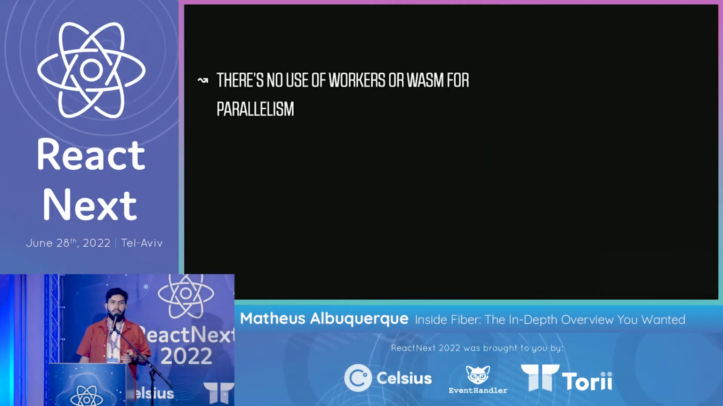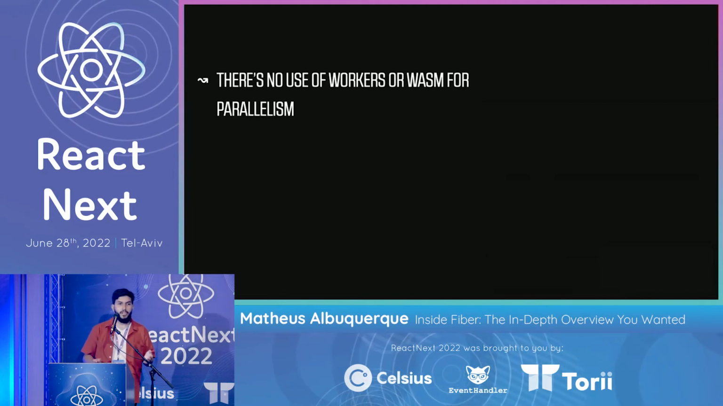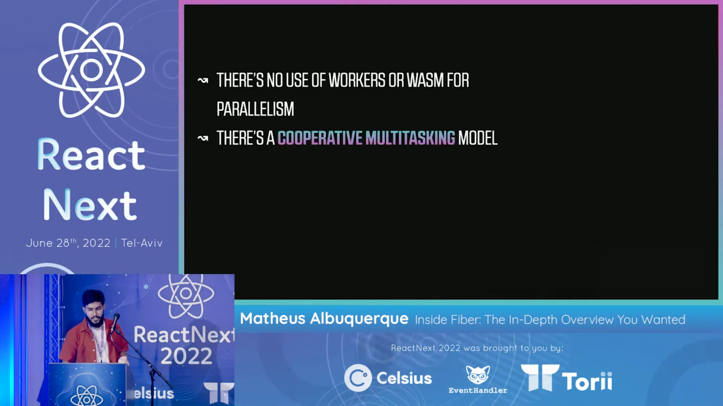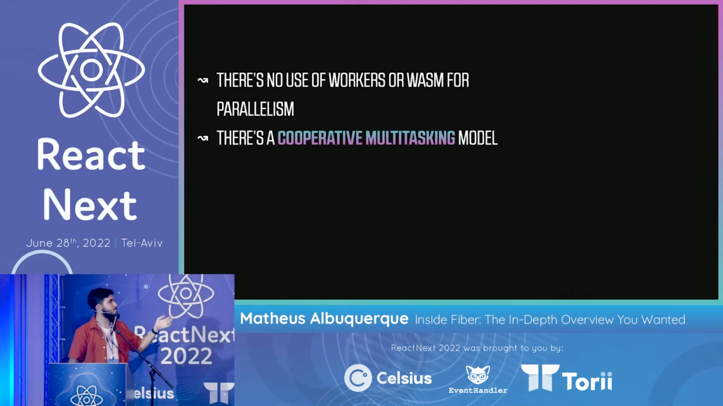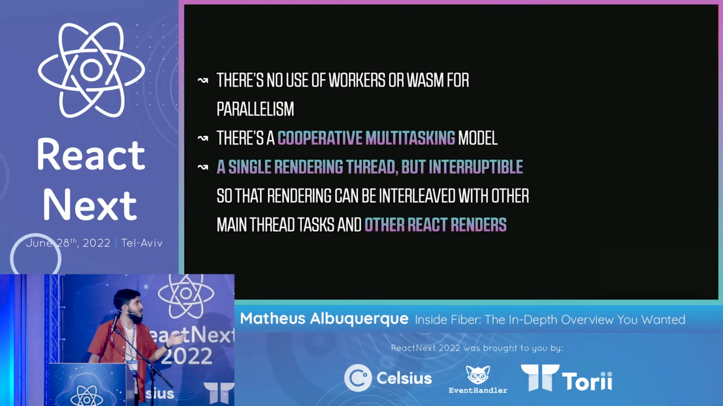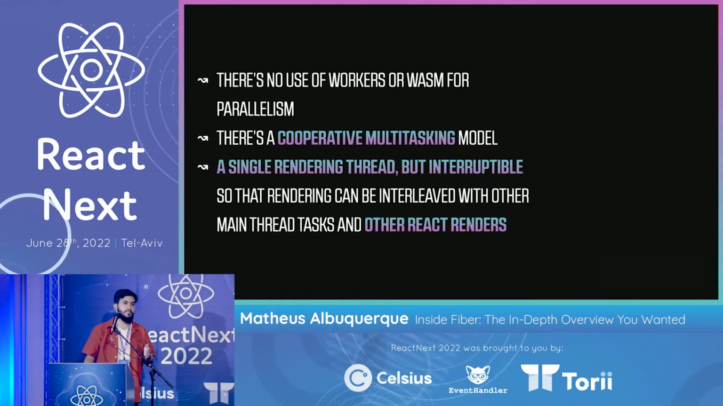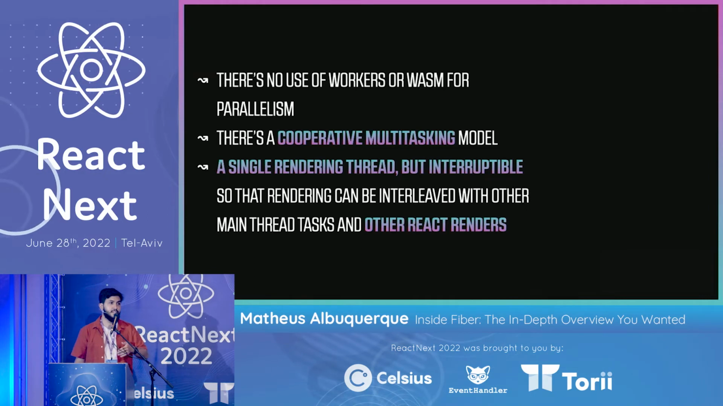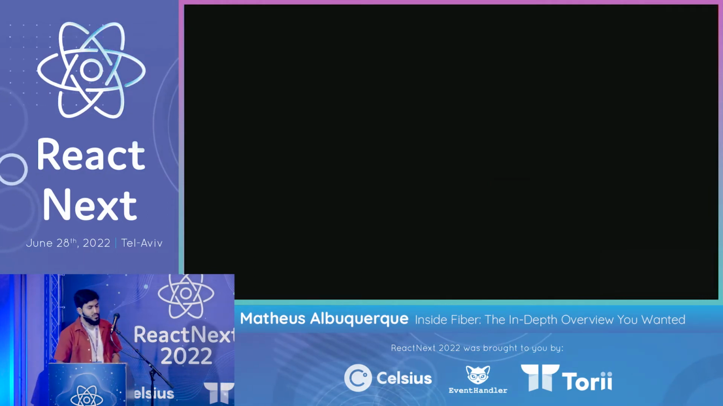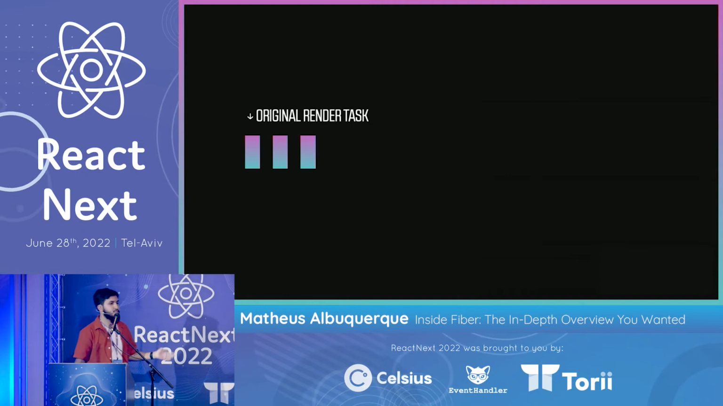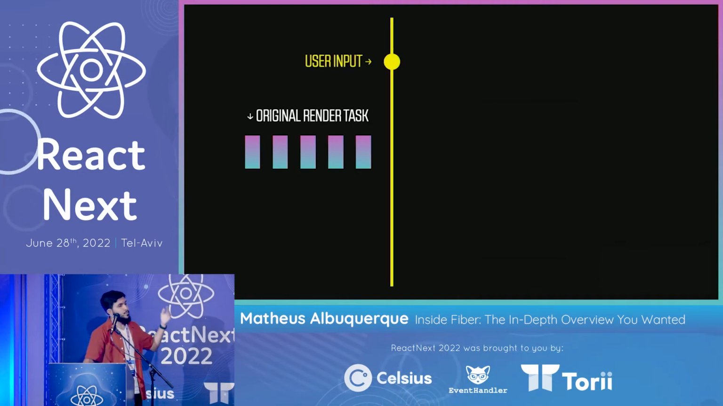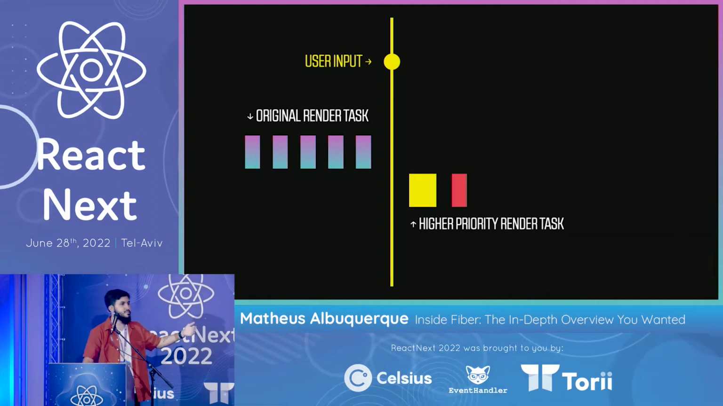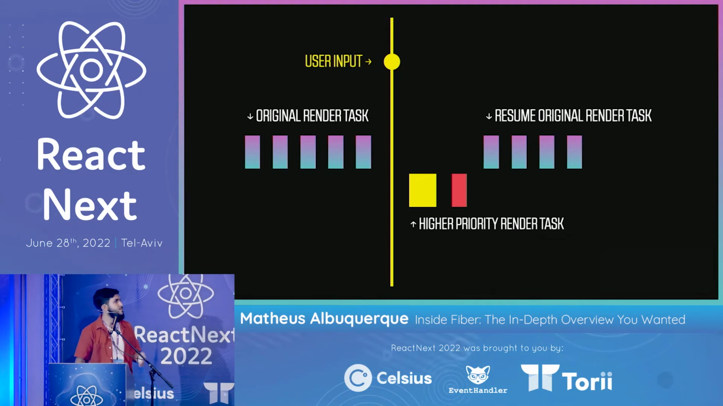And the whole thing about parallelism in React is that there's no use of walls or workers or anything like this, but we do have this multitasking model that's cooperative. In this model, we have one single rendering thread, but it is interruptible, so that the rendering task can be interleaved with other tasks that can also be rendering tasks. In our example, we have the original rendering task, then user input, then a higher priority render task responding to the user input, and then we resume with the original render task.